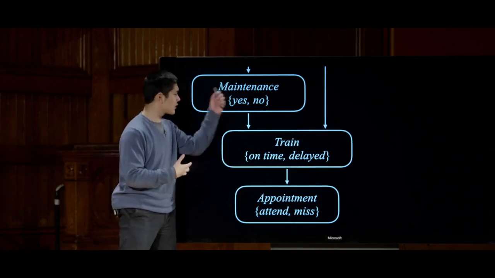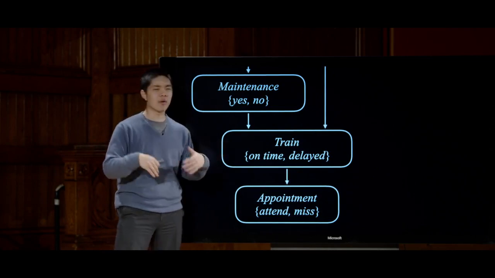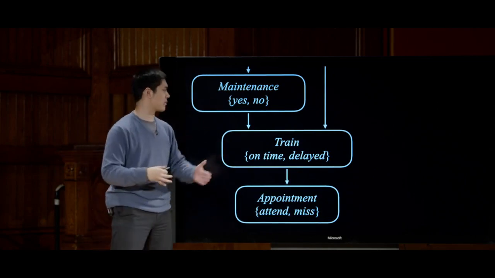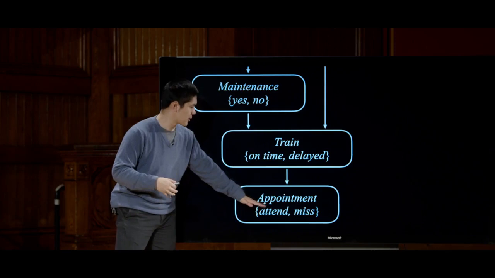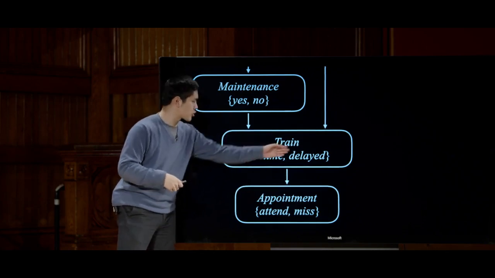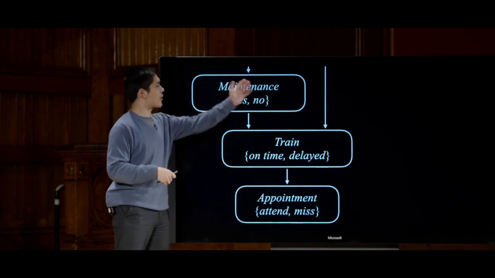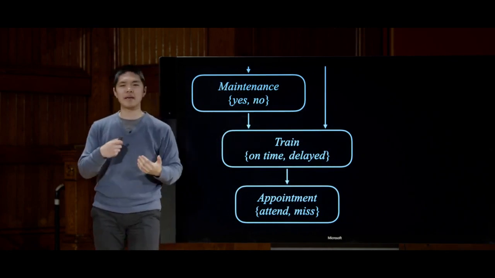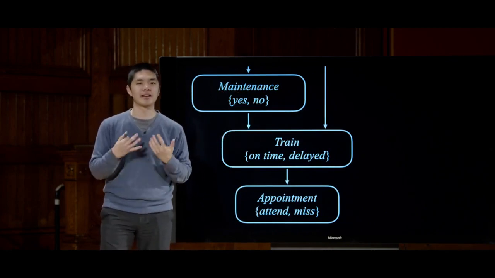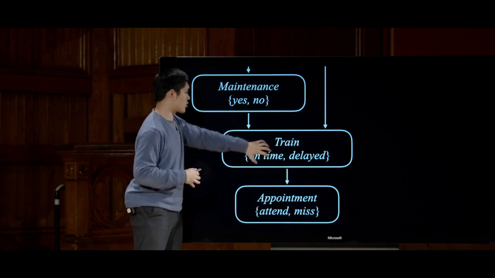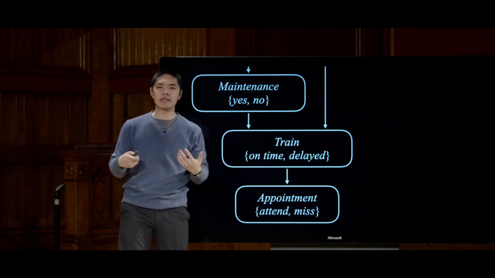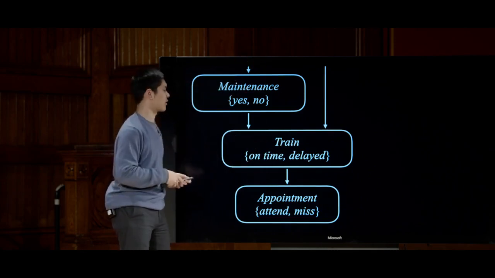But what we encode in this Bayesian network are just what we might consider to be more direct relationships. So the train has a direct influence on the appointment. And given that I know whether the train is on time or delayed, knowing whether there's track maintenance isn't going to give me any additional information that I didn't already have. If I know the train, these other nodes up above aren't really going to influence the result.